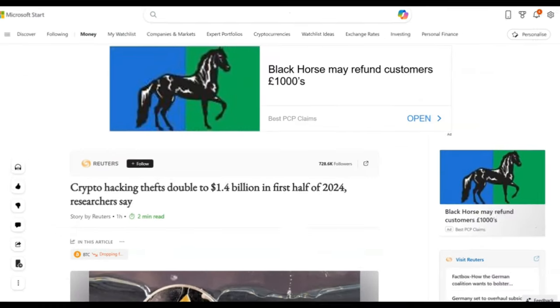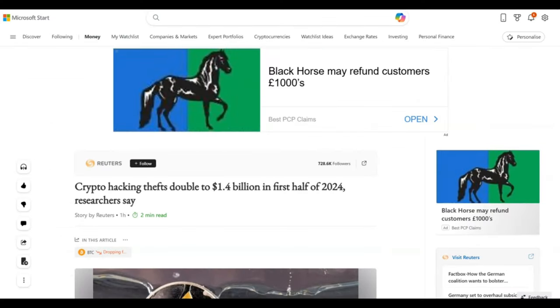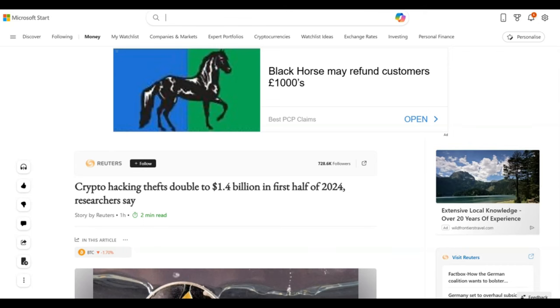Quickly looking at some crypto news. Crypto hacking thefts doubled to $1.4 billion in the first half of 2024. My objective in bringing this news to you is to remind you that your crypto is not safe on exchanges. If it's not your keys, then it's definitely not your crypto. These thefts are going to increase. Hacking is going to increase for many average people. I don't want any of my community to fall for any of these thefts, so please secure your assets offline.